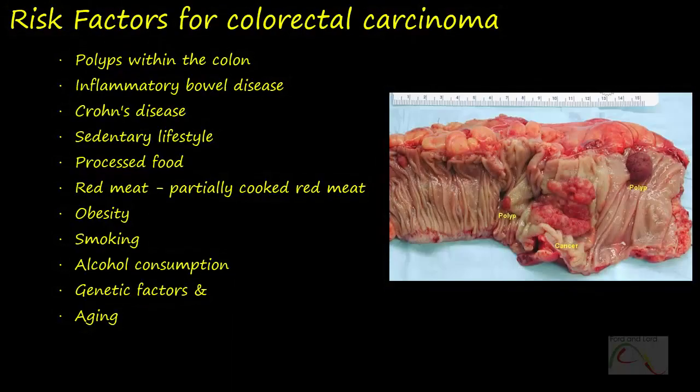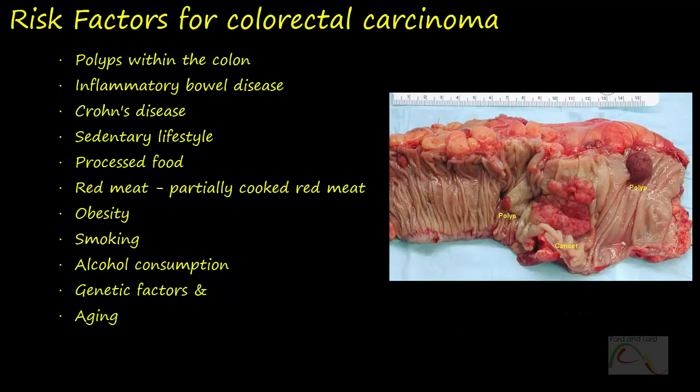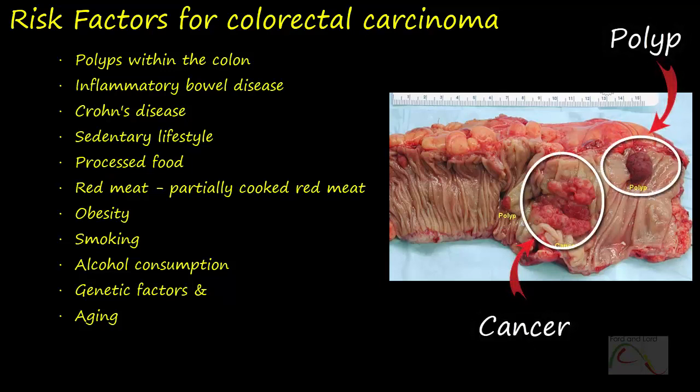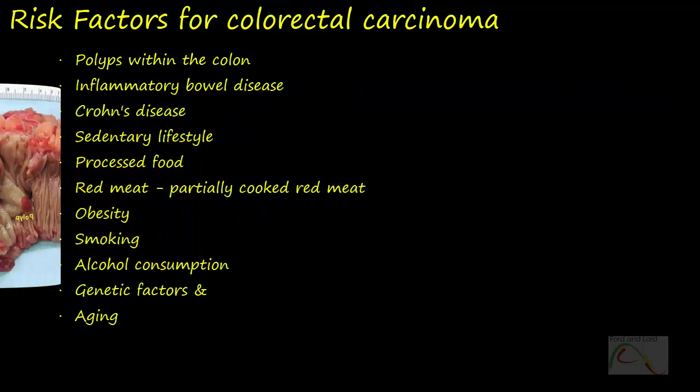Risk factors: polyps, family history of colon cancer, inflammatory bowel syndrome, Crohn's disease, sedentary lifestyle, processed food, red meat, especially partially cooked red meat, obesity, smoking, alcohol, genetic factors, and aging. The risk of turning an adenomatous polyp into a cancer increases with their size. Tubular adenomas with a diameter of 1 centimeter carry a 10% risk. Villous adenomas with a diameter of greater than 2 centimeters carry a risk of 15%.